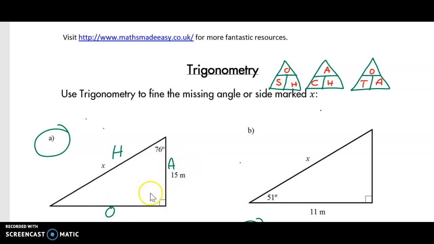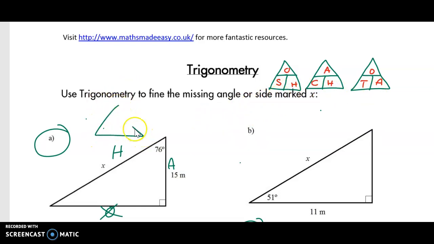Okay. So step number two is to cross out one of the letters that is not needed, in other words, they don't want you to find it and they don't give you a number for it, and that is this one here. So I have taken out this opposite here. It's not involved. I don't need to find it and they haven't given me a number for it. So I'm only involving the adjacent and the hypotenuse. So I go back to my three triangles, and which one of these has A and H in it? Yes, it's the cos one.